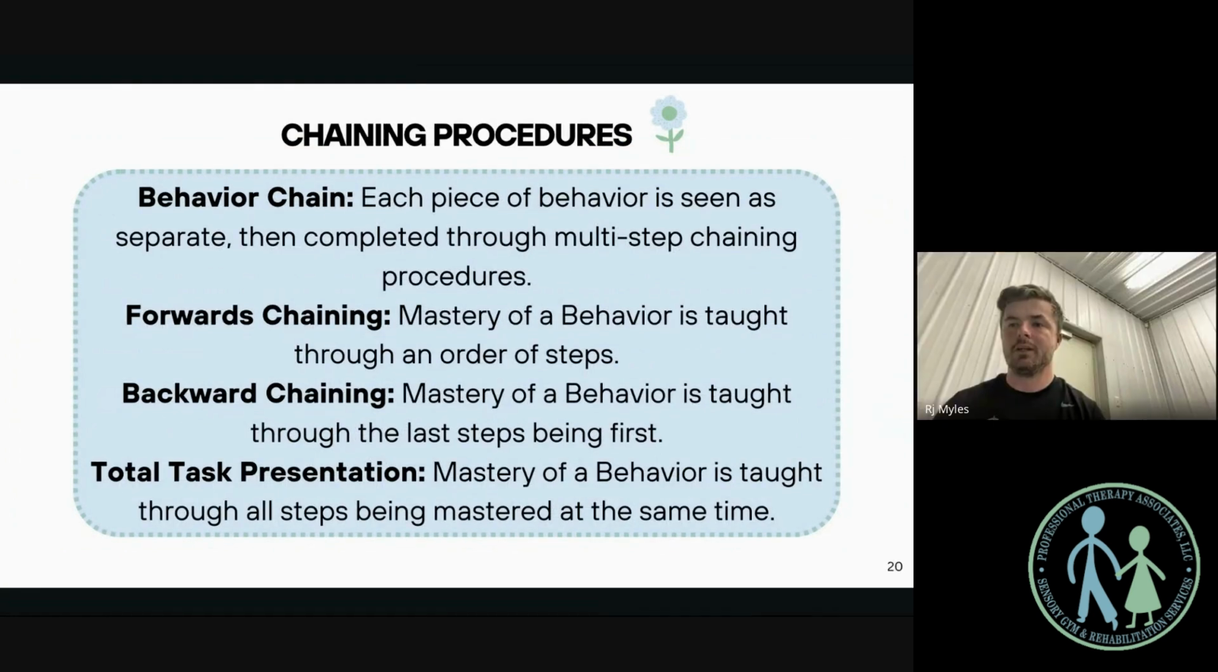Hi, I'm RJ Miles. I'm a student analyst at PTA, and I'm going to be going over chaining procedures. So in behavior change, each piece of a behavior is seen as separated, and then we complete it through multi-step chaining procedures. We have 3 different types of chaining, which are forward chaining, backward chaining, and total task presentation.